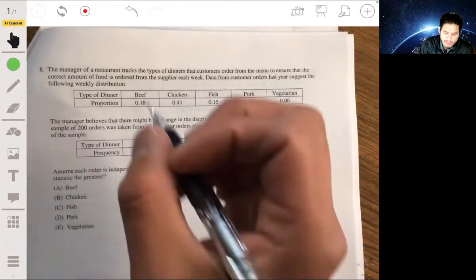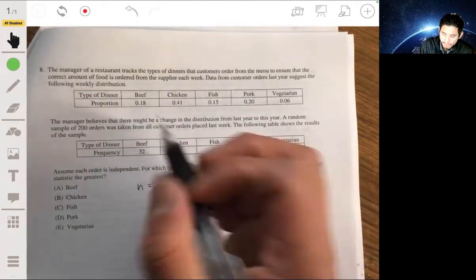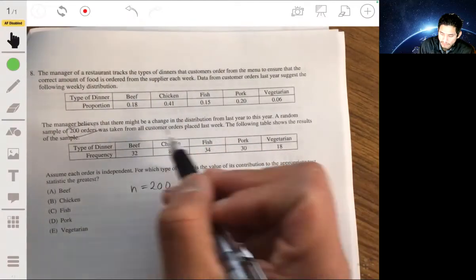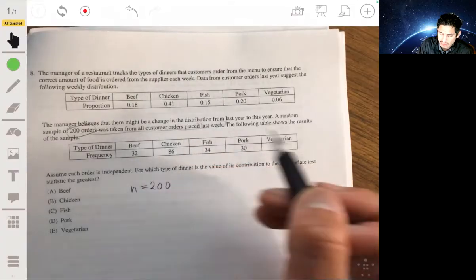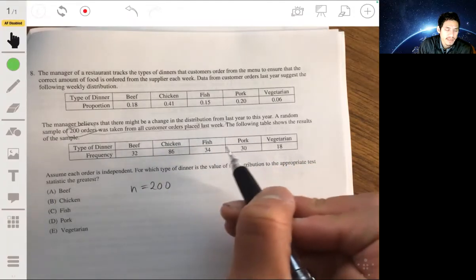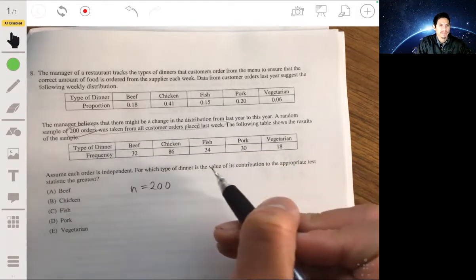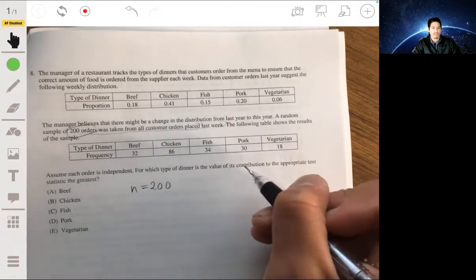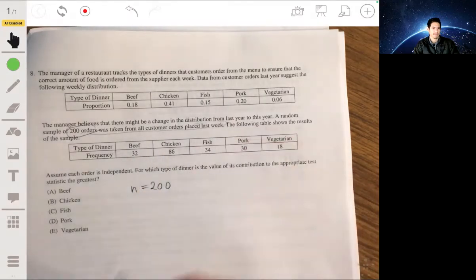They took a random sample of 200 orders, so let's write n as 200. We can take note of that. A random sample of 200 orders was taken from customer orders placed last week, and this table shows that data. Assume each order is independent. For which type of dinner is the value of its contribution to the appropriate test statistic the greatest?